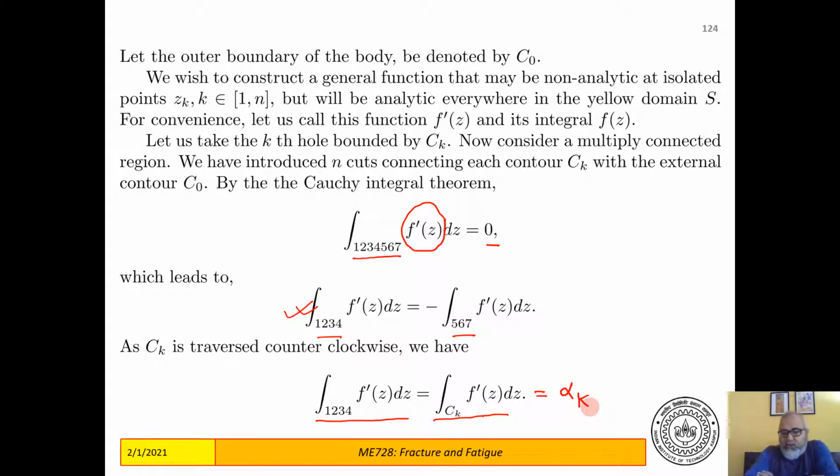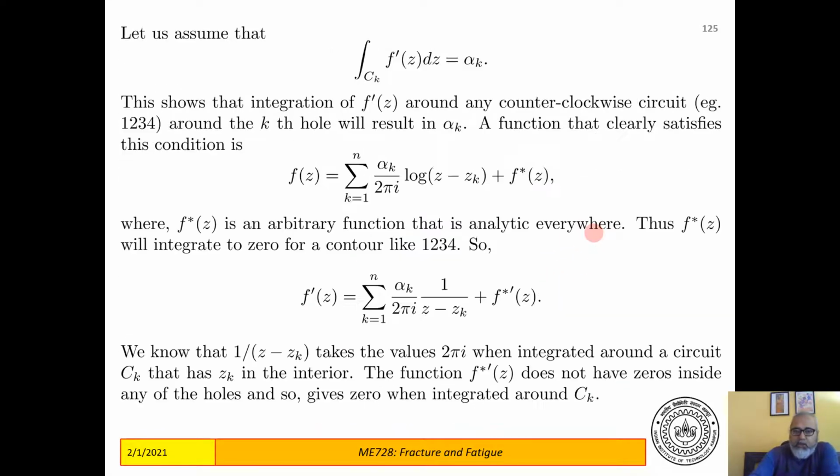So what kind of function should f prime z be, so that if you take a contour integral around the hole, any contour around the hole, you would always get alpha k? There are many candidates for this. We already know that if I take f z to be equal to log z minus zk, when integrated over the contour ck, we have already done this, this will always give me 2 pi I, and I need alpha k.